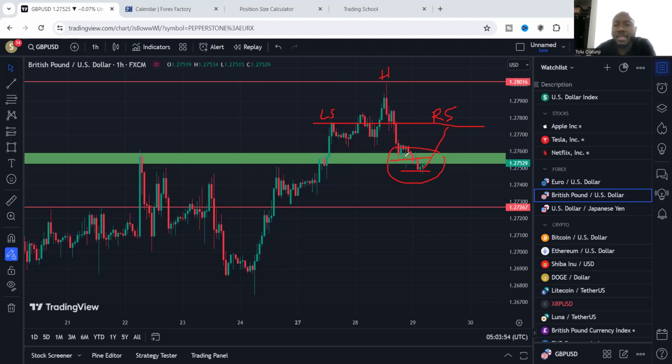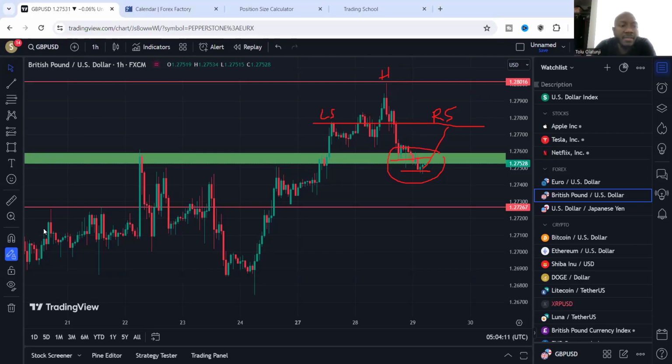The action of price gives us the patterns that give us the support, resistance, supply, demand, head and shoulders, ICT, SMC, and so on, right? So it's all price action at the end of the day. So this is also a possibility for the GBPUSD.